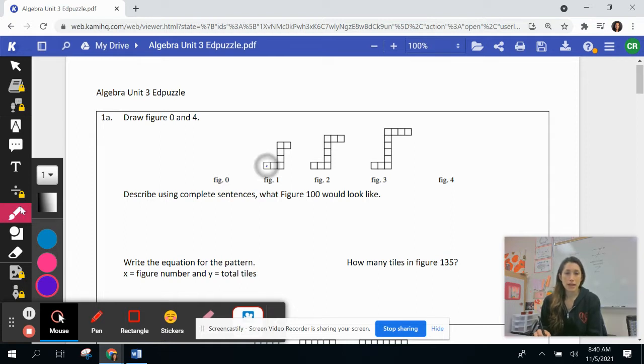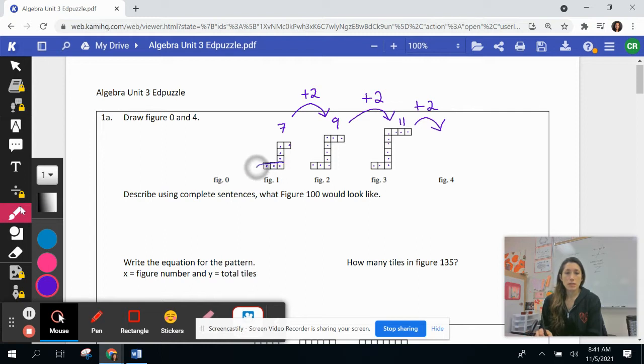So the first thing I like to do is kind of count the units: 1, 2, 3, 4, 5, 6, 7. So let's just write out that we have 7 tiles in figure 1. And then we've got 1, 2, 3, 4, 5, 6, 7, 8, 9. And then we've got 1, 2, 3, 4, 5, 6, 7, 8, 9, 10, 11. So we can see here that we're increasing, we're adding 2 tiles. So that means from figure 3 to figure 4, we're going to be adding 2 more tiles. And so we want to look at, well, where are those tiles being added?